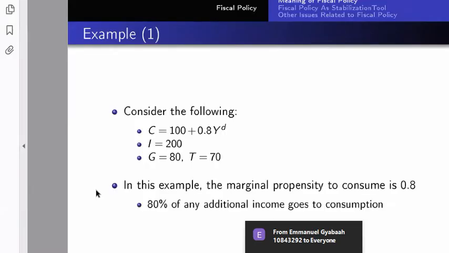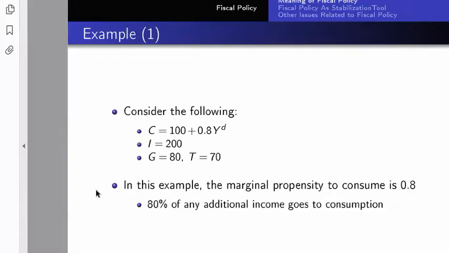In this example, the marginal propensity to consume is 0.8. What that means is that 80% of your additional income is going to consumption. So if YD increases by 1, C will increase by 0.8. 80% of any additional income is going to consumption. Assuming your income is either consumed or saved, then 20% is going to savings.